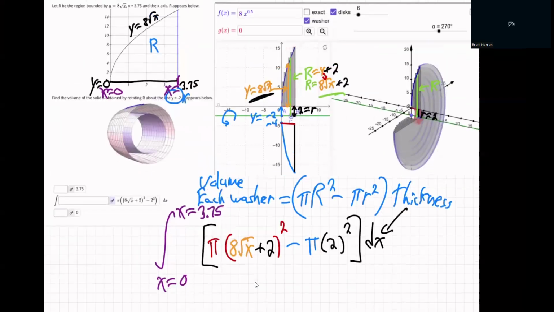And so there we go. The tricky part is the outer radius, which is from the line of rotation all the way to the curve. That's the y value, because y values are always from the axis, add 2. And the inner radius is just 2. So there we go.